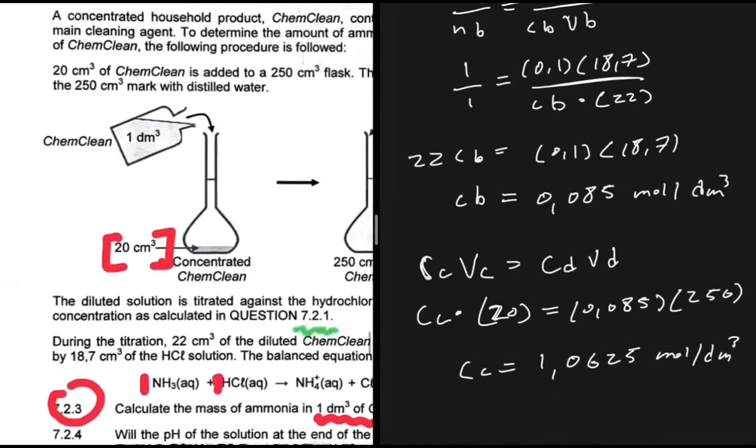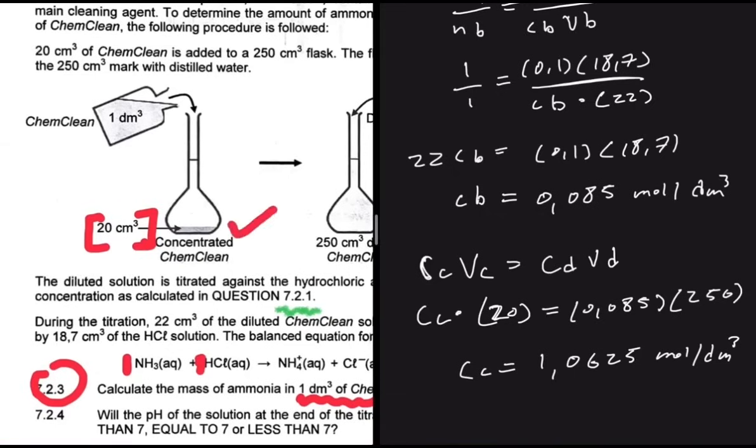So this is the concentration of the 20 centimeter cube, but it's the concentration of the 1 decimeter cube also, because we're just using 20 centimeter cube of the 1 decimeter cube, right? We're not changing anything with respect to how concentrated or diluted it is, right?